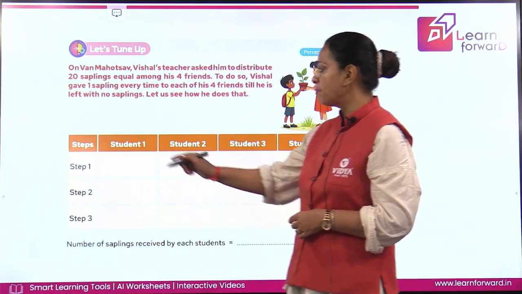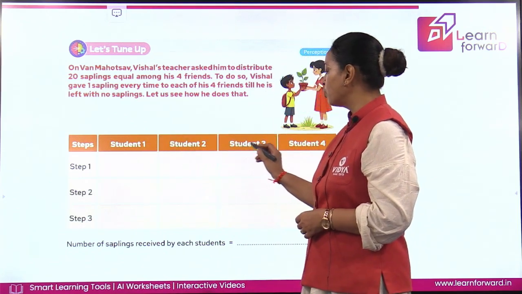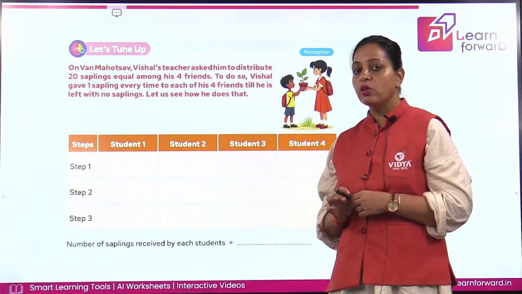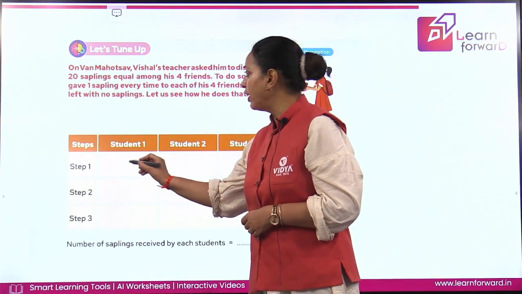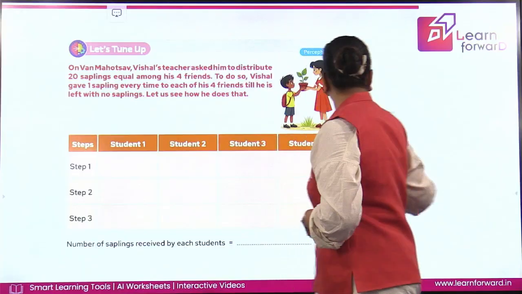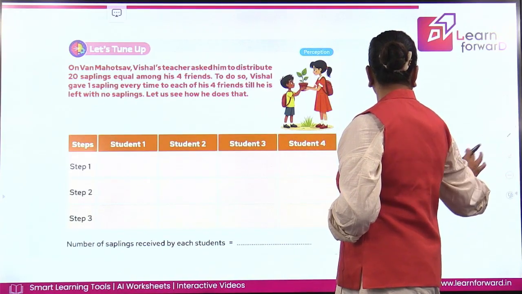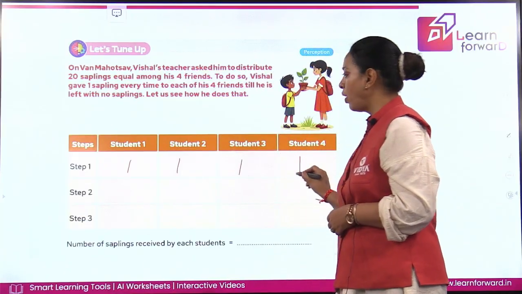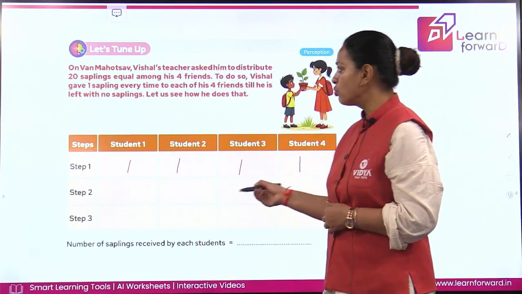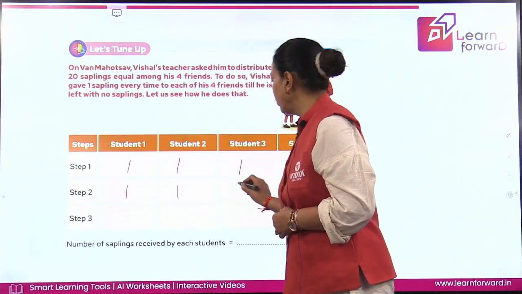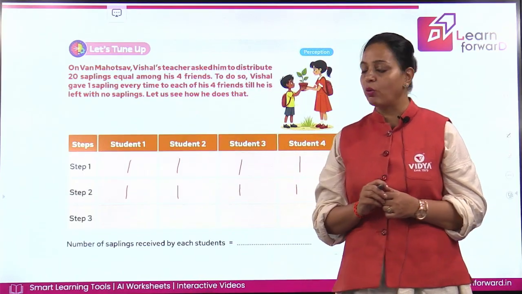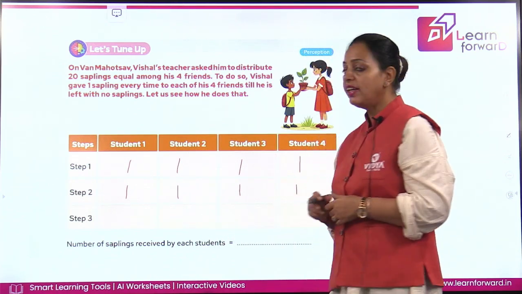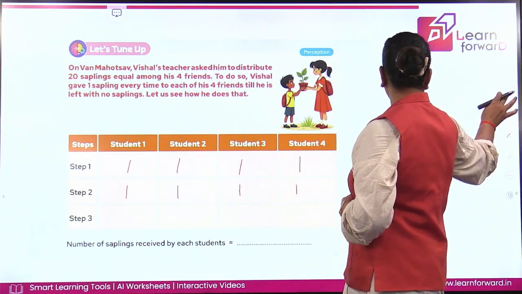So here steps are given: student 1, student 2, student 3 and student 4. So total 20. In step 1, he is giving 1 to everyone. So 1, 1, 1, 1. Okay. Then step 2, 1, 1, 1, 1. So like this. Now you can find out the number of saplings received by each student. Okay. I hope this is clear to you.